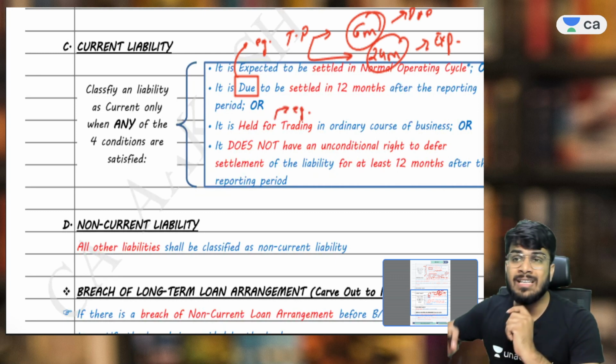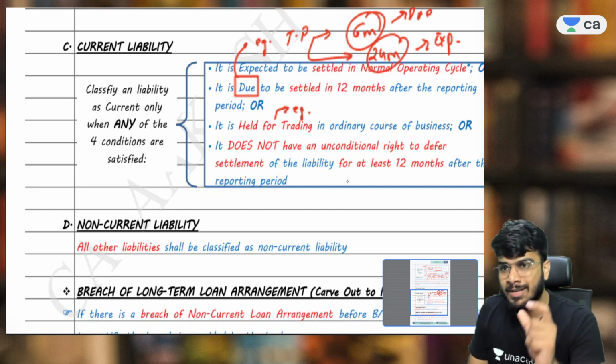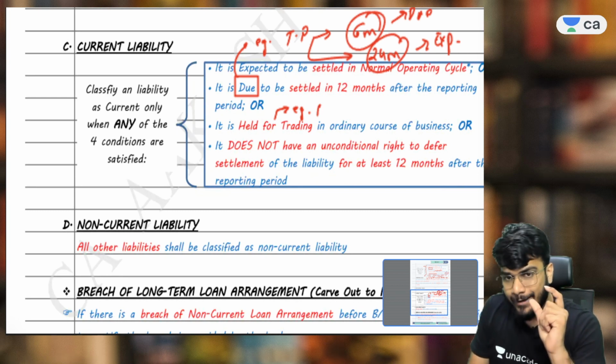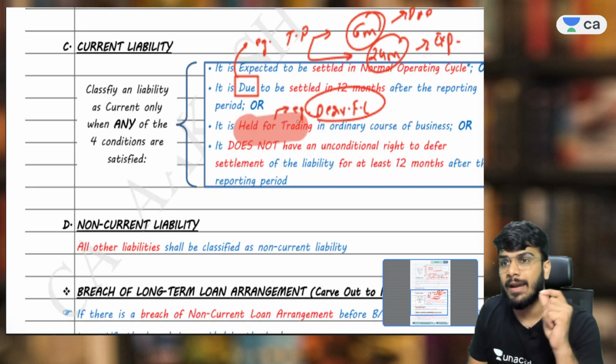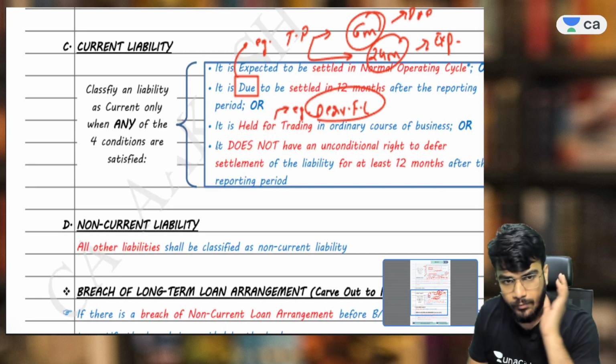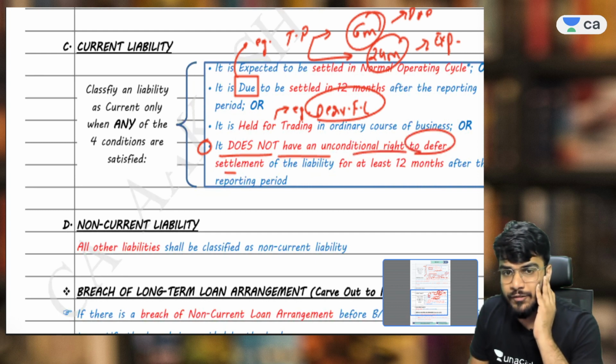Many financial institutions trade in futures and options. So if that future and option is a loss-making instrument for you, it will be classified as a derivative financial liability. So such derivative financial instruments can be held for trading in case of liability. The fourth condition is if it does not have an unconditional right to defer the settlement for at least 12 months from the end of the reporting period.